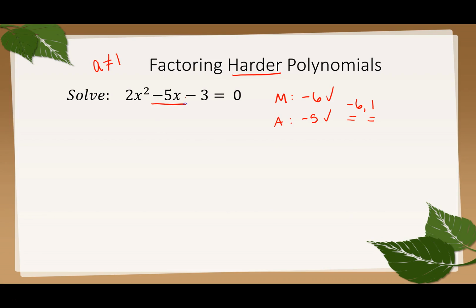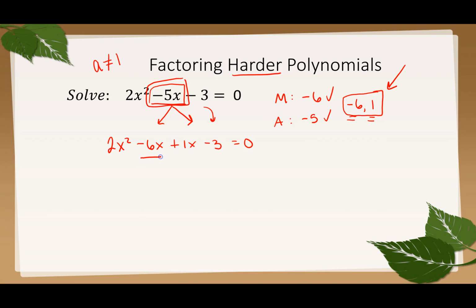So what you're going to do is underline this middle term. And then you are going to split it up. So this is going to be a 2x squared. We're going to just drop that 2x squared down. But I'm going to rewrite the -5x term with these two values right here. So I'm going to put a -6x and then a +1x. Then drop down the -3. So again, I've taken these two numbers and rewritten this middle one right here as a -6x because of that, and a +1x because of that.